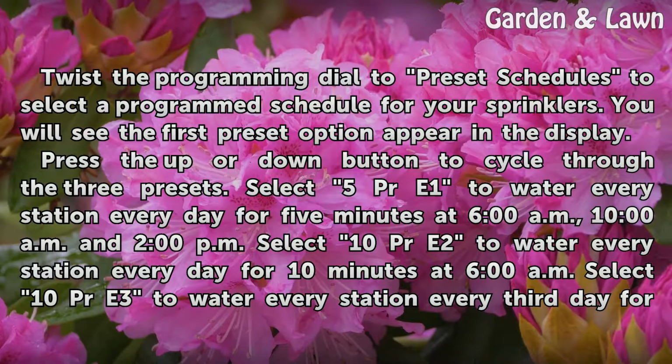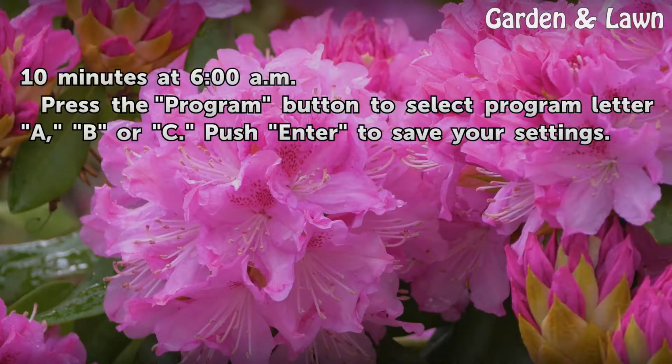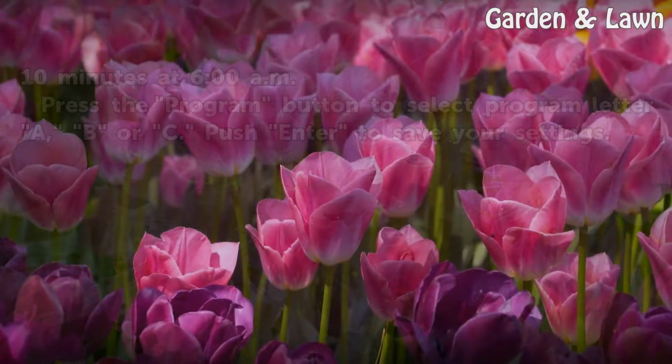Select 5 pre1 to water every station every day for 5 minutes at 6 a.m., 10 a.m. and 2 p.m. Select 10 pre2 to water every station every day for 10 minutes at 6 a.m. Select 10 pre3 to water every station every third day for 10 minutes at 6 a.m. Press the program button to select program letter A, B or C. Push enter to save your settings.